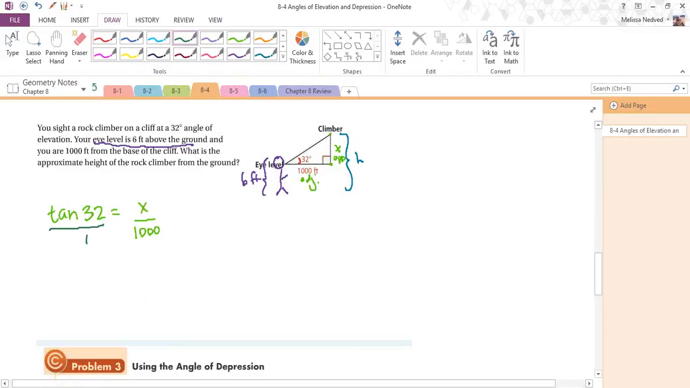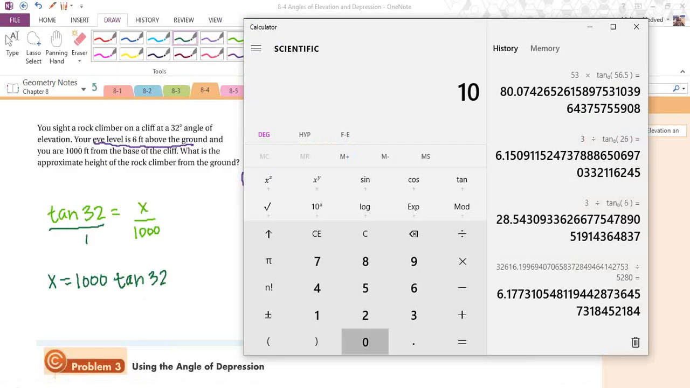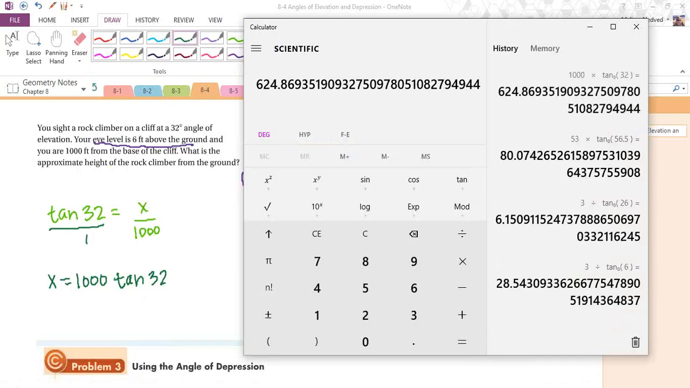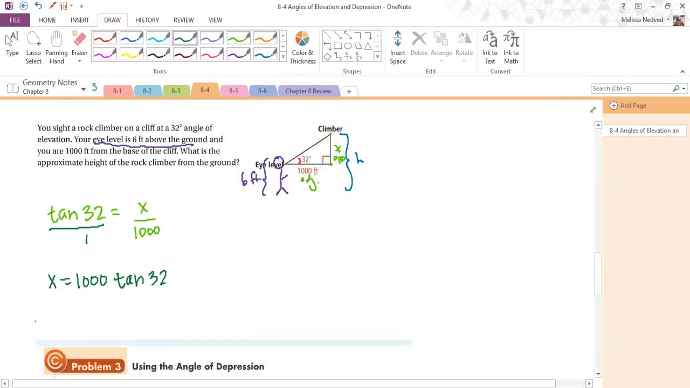Again, cross multiply to solve, put tangent over 1, we get x is equal to 1,000 times tangent of 32. And make sure you're practicing these on your calculator so that you can do them when you get to the homework. And we get about 624.9 for a value of x.